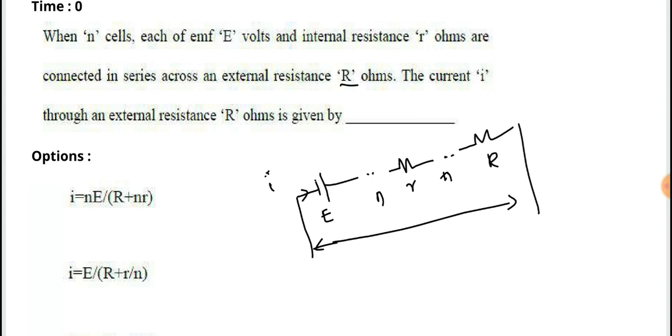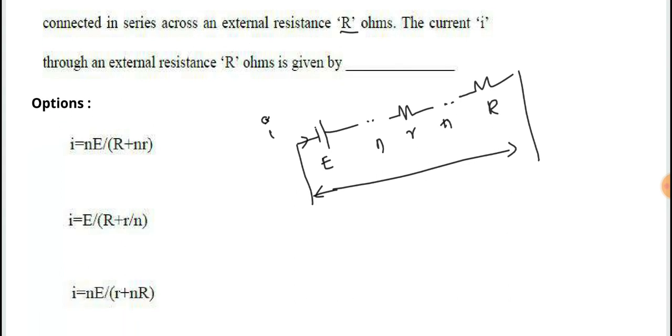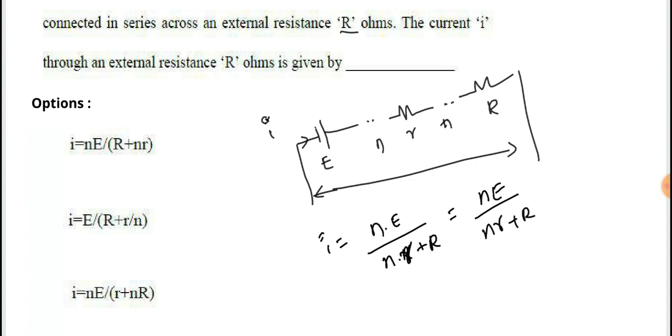So current I is nothing but the total EMF, that is N into E, divided by the total resistance, N into small r plus capital R. I will write it again: I = N E by (N r plus R). So this is the formula of current here. If you see here, the first option will be the correct answer for this question.